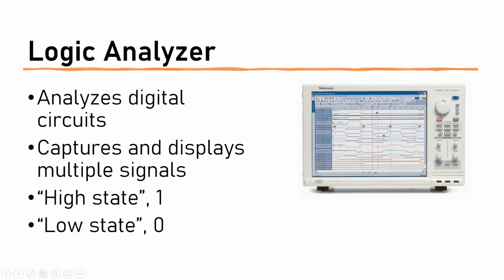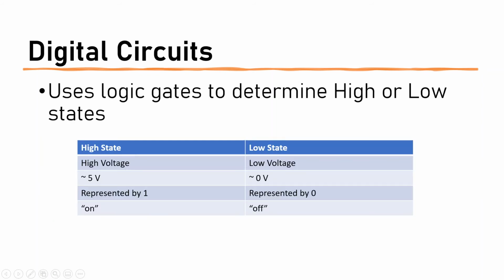A logic analyzer is an instrument that analyzes digital circuits by capturing and displaying multiple signals from the digital circuit. These signals are categorized according to high state and low state voltage behaviors. A digital circuit is one that uses logic gates to determine high or low voltage states. We will discuss the concept of logic gates more thoroughly in class, but for now, understand that this table shows the different characterizations of high state and low state that are commonly used in this course.